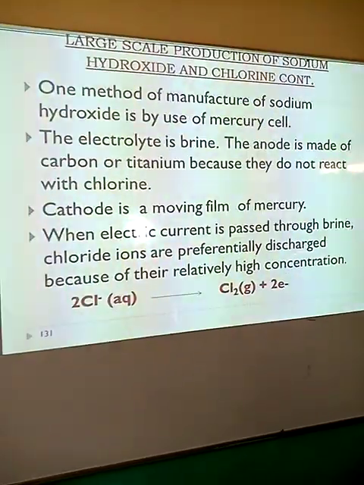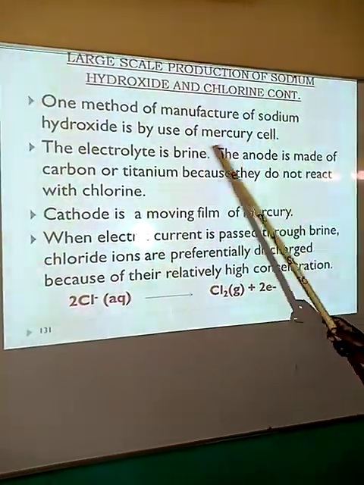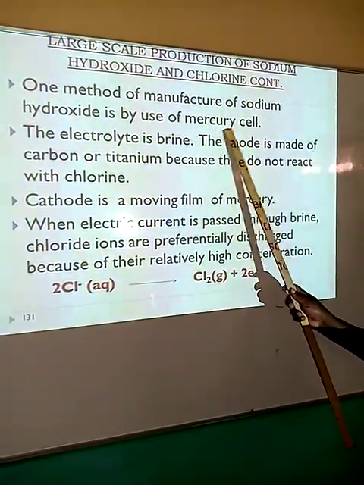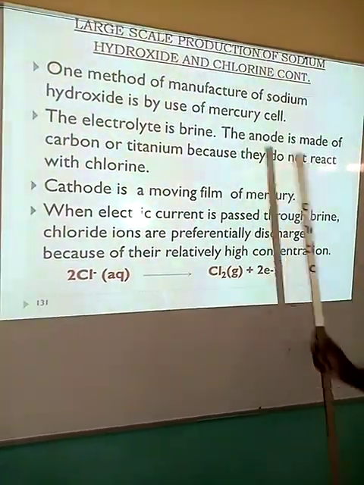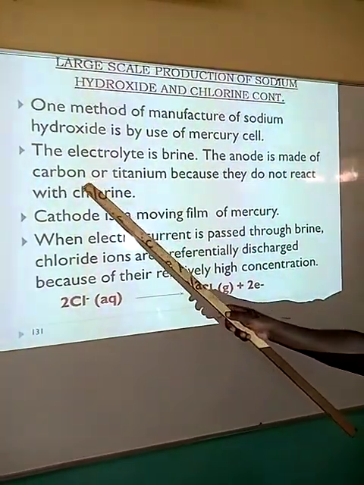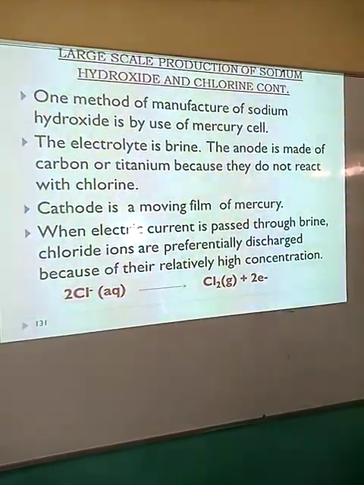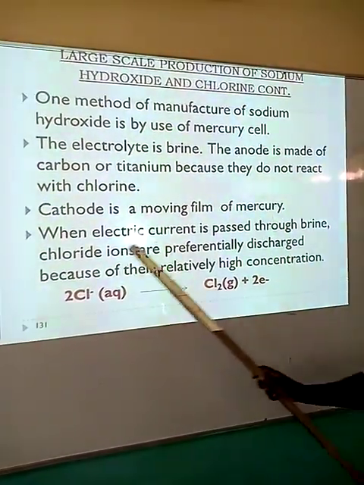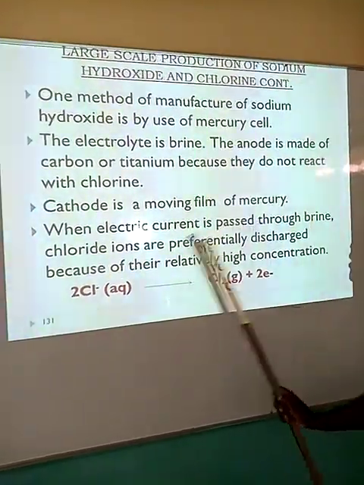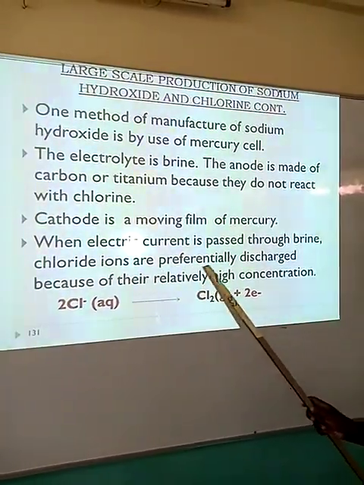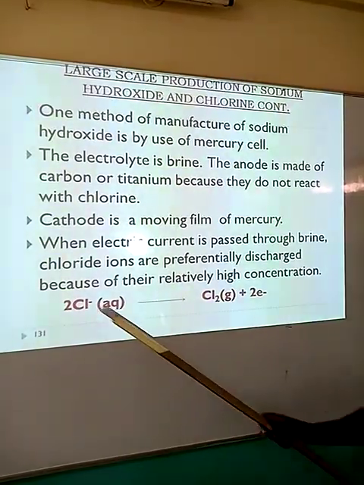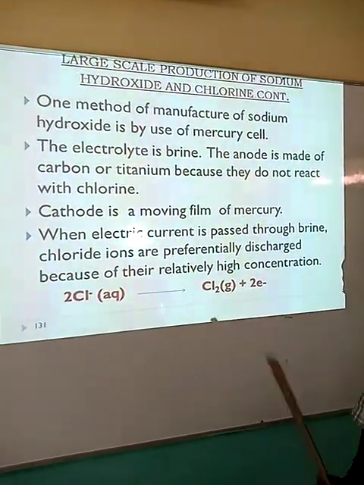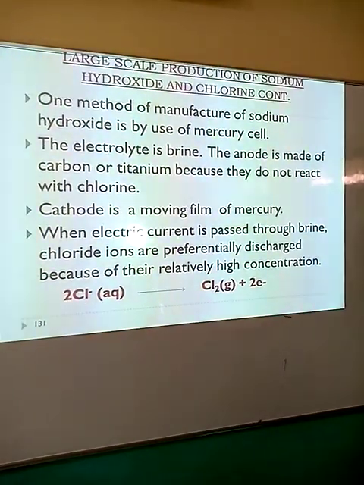So the following are the explanations. As I've said, sodium hydroxide is obtained using the mercury cell. The electrolyte is the brine, the anode is made up of carbon or titanium, and the cathode is made up of a moving film of mercury. Now, when the electric current is passed through the sodium chloride, that is brine, the chloride ions are preferentially discharged, because of the relatively high concentration. So this is the equation for the reaction taking place at the anode.